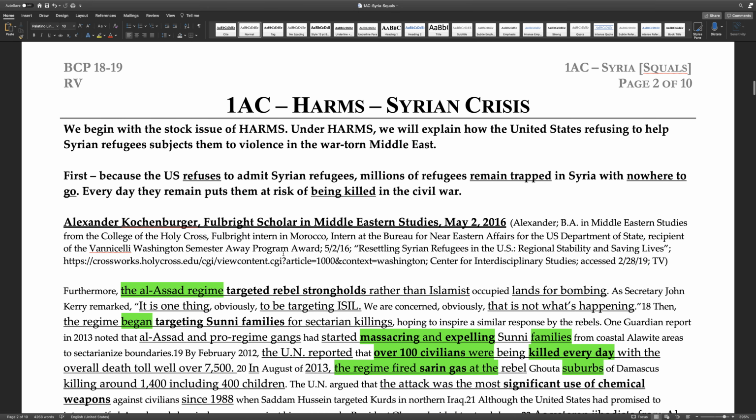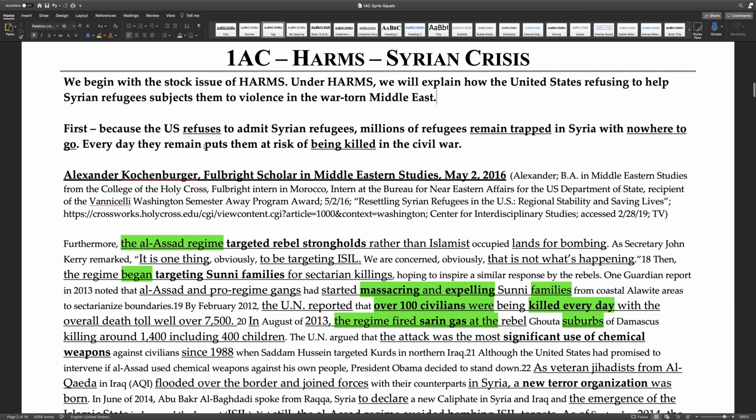So you'll see here, right? Notice they define the stock issue. Don't forget to define it. We start with the stock issue of harms. We'll explain how the United States refusing to help Syrian refugees subjects them to violence in the war-torn Middle East. So it establishes that we're going to be talking about problems. First, because the U.S. refuses to admit Syrian refugees, millions of refugees remain trapped in Syria with nowhere to go. Every day they remain puts them at risk of being killed in the civil war.